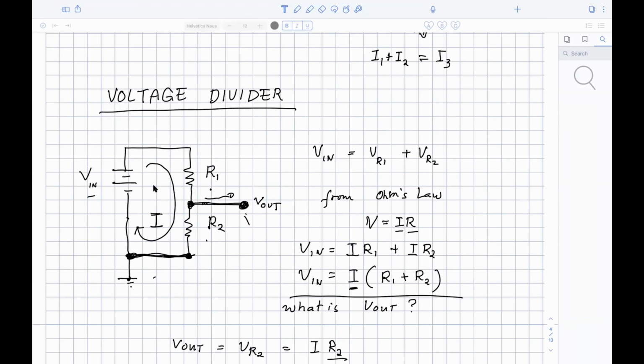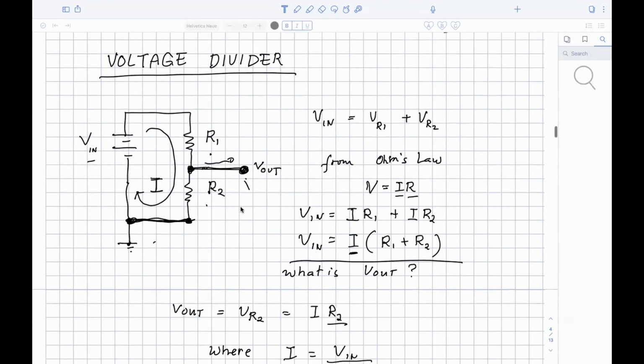Okay, reviewing the voltage divider. You have two resistors, right? R1, R2. You have a voltage V in, current I. Since this is a single loop, the current passes through the system. And you're going to tap V out this way, here, between the resistors R1 and R2. Now, the question is, what is V out?